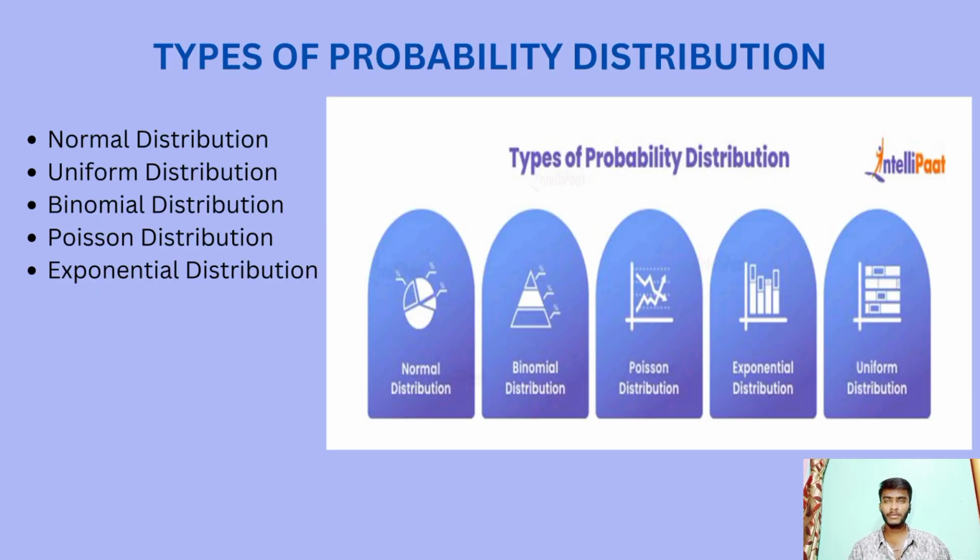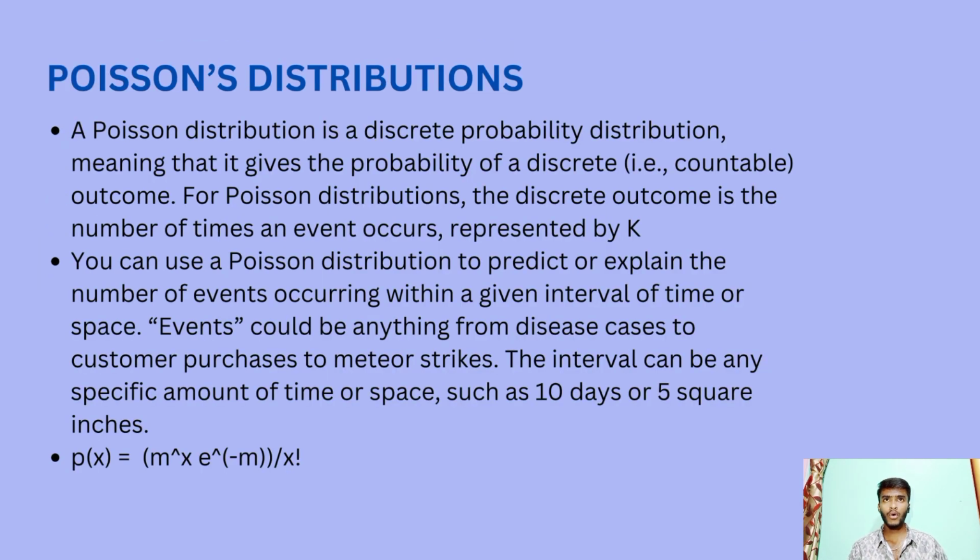Now let us see the types of probability distribution: normal distribution, uniform distribution, binomial distribution, Poisson distribution, exponential distribution.